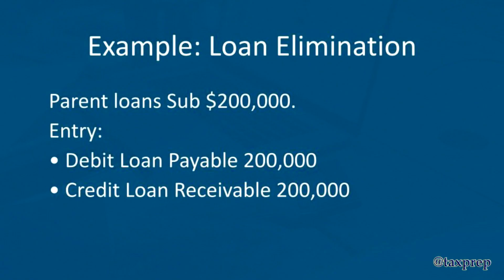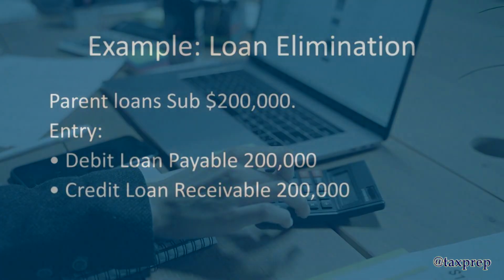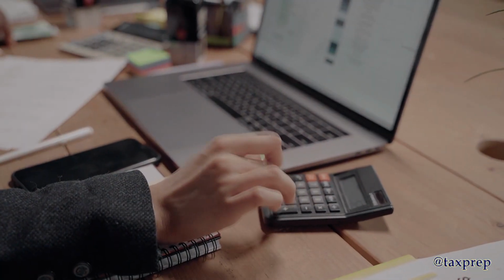Example 2. Eliminating intercompany loans. Another common example is internal loans. Let's say the parent loans $200,000 to the subsidiary. On consolidation, the group doesn't owe itself money, so we eliminate both sides. Debit loan payable, $200,000. Credit loan receivable, $200,000. Simple, clean, and accurate.